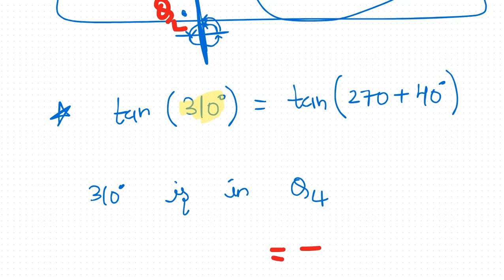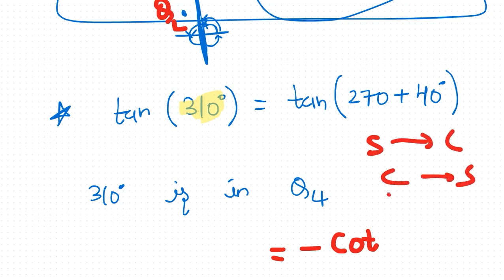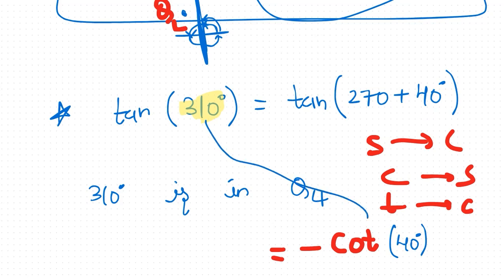This one you'll take cosine. So negative cosine, yeah. 270 is even or odd multiple of 90? Odd multiple. So tan changes to cot. Tan flips to cot. Sine to cos, cos to sine, tan to cot, cot to tan. So cot of, put the angle 40 degrees. So this is the answer. So this is how you reduce higher angles.